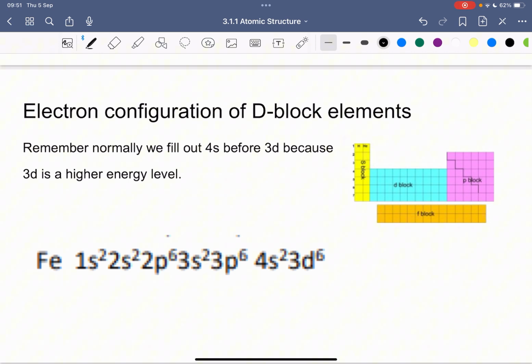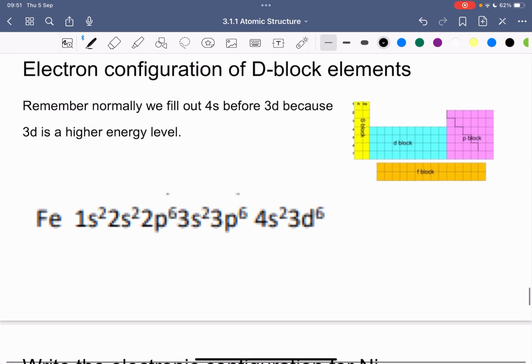Now the electron configuration of D block elements is a bit different when we fill it up. So you just need to remember that we fill up the 4s before we fill up the 3d. And this is because 3d is a higher energy level than 4s, as we can see here.